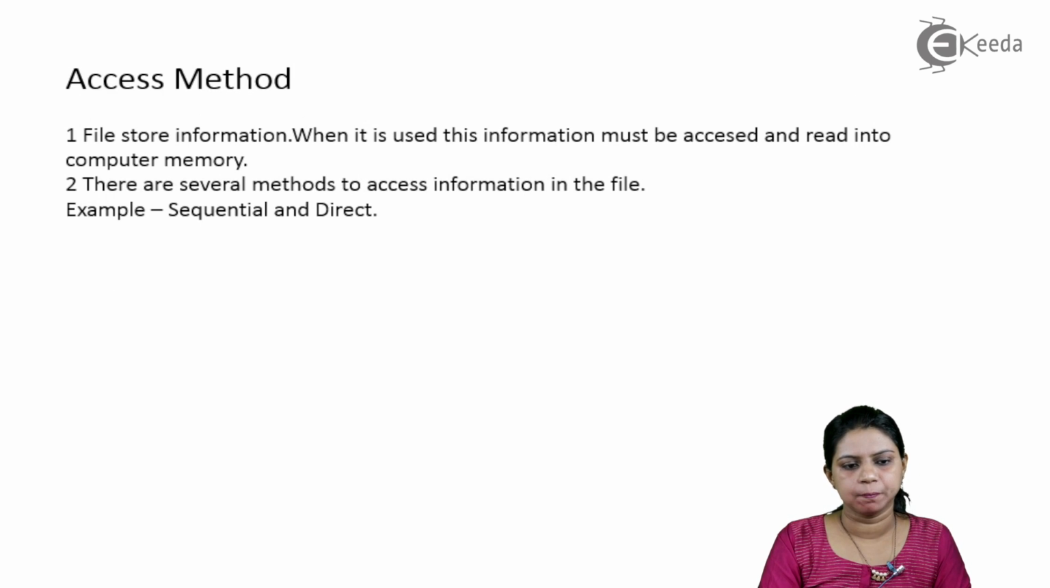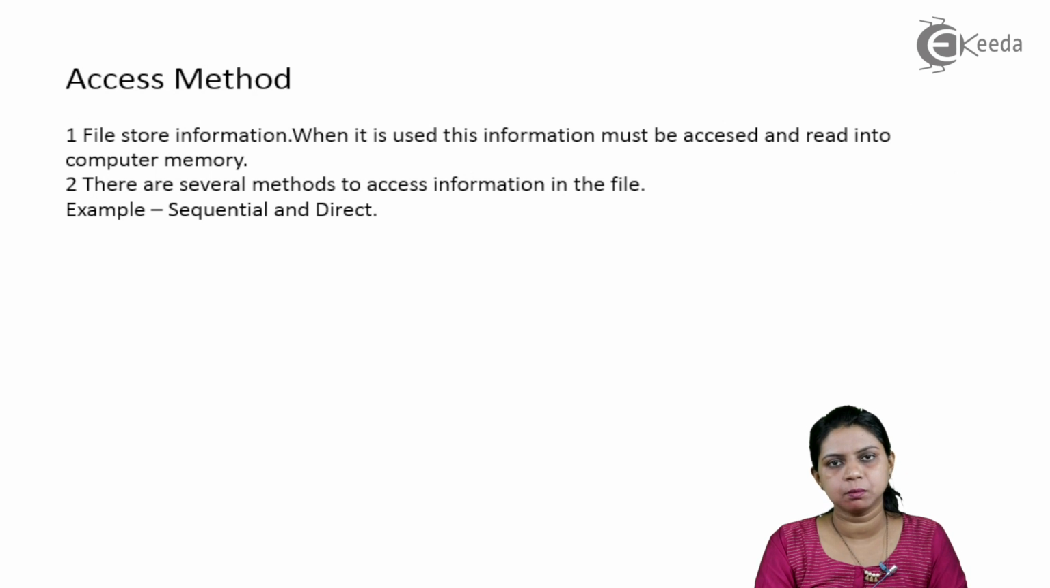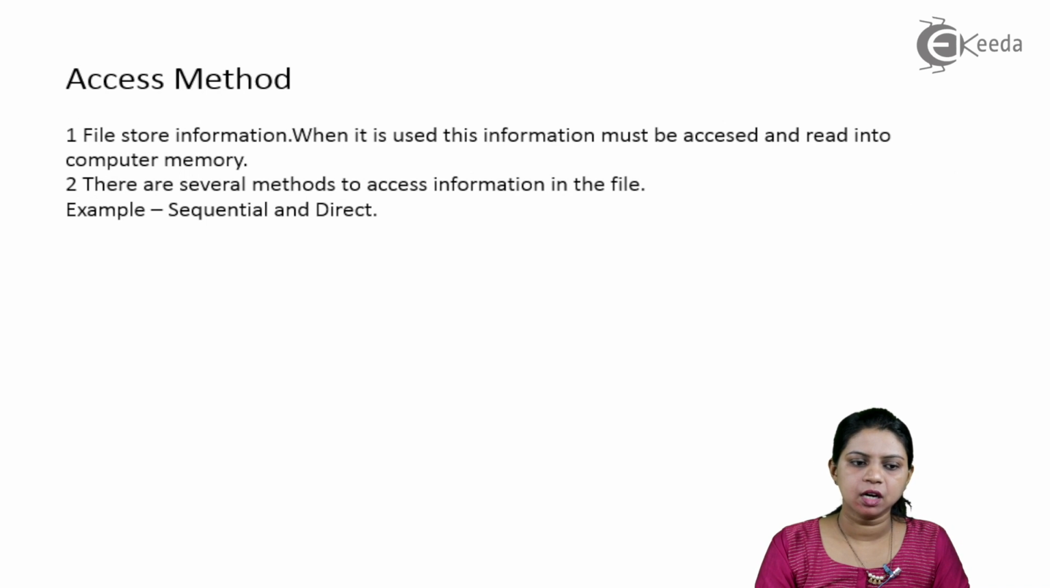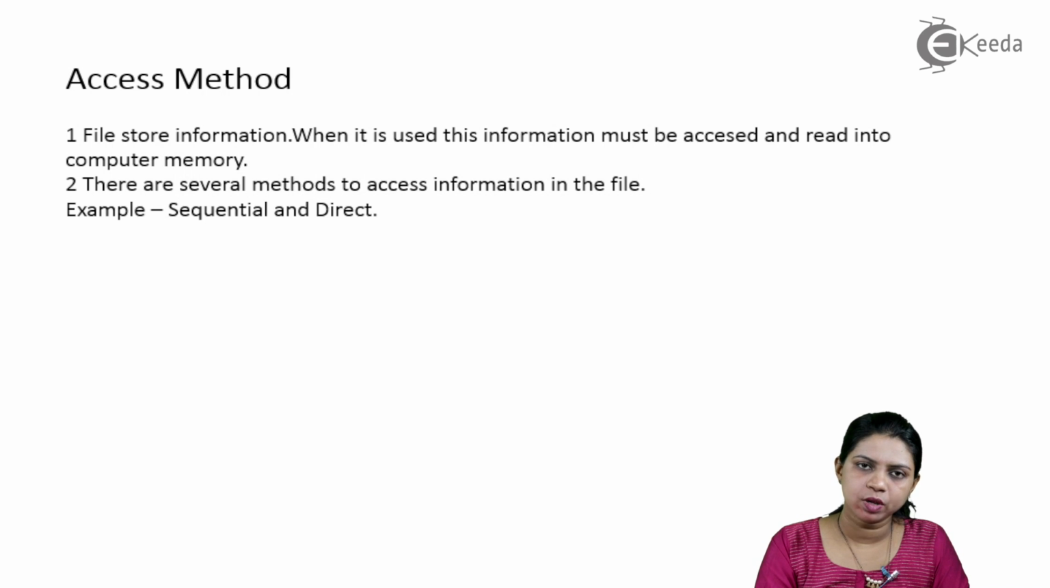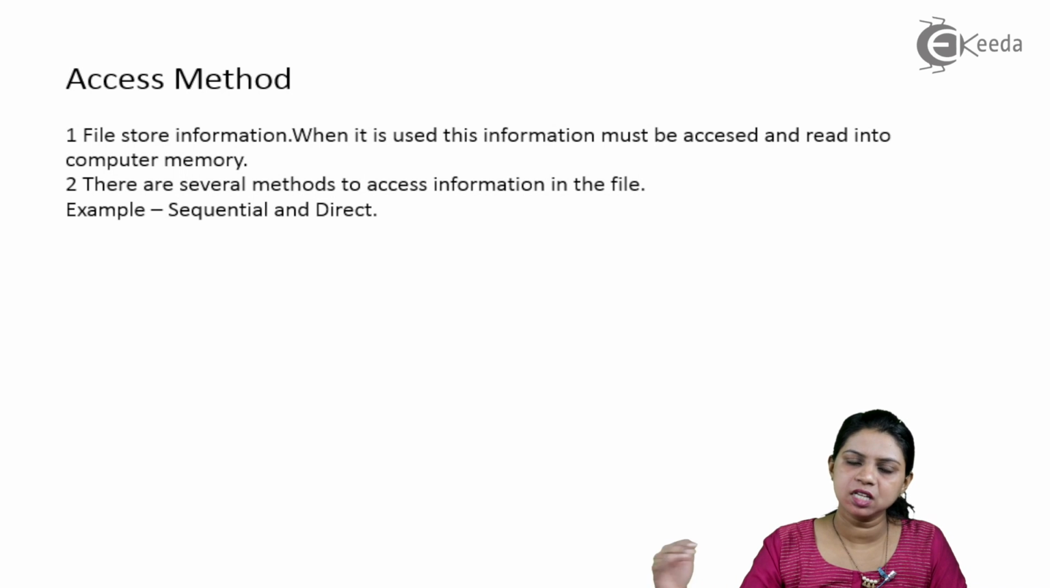Next is access method. Now there are two types of access method. Number 1 is called sequential access and number 2 is called direct access. Now see what they have to say about the access method. A file stores information, and when it is used, this information must be accessed and read into computer memory. So as I said, there are two ways in which we can access the file. You can access your file directly or you can access your file sequentially. Now the sequential method is very simple. If you are using the sequential method, then you have to access the file in a sequential way.